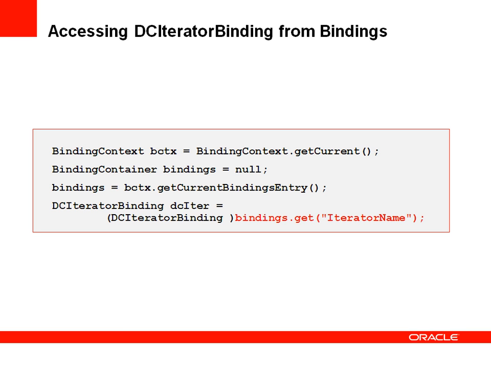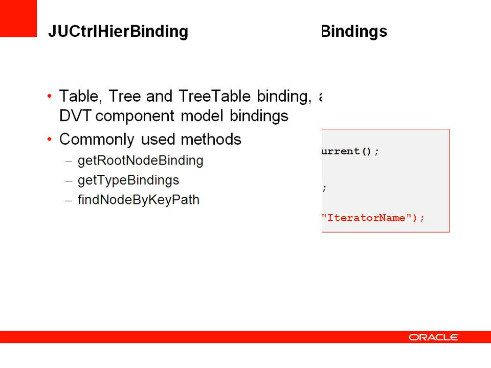To access the iterator binding in Java, you start with a binding container. Once you have the binding container, you can call the iterator binding by bindings.getIterator name, or if the bindings reference is not through the interface but through the implementation, which is DC binding container, which by default I think is returned by get current binding entry, then you can call find iterator binding, in which case you get a typed result, so you don't have to cast it to a DC iterator binding. It will already be cast by the framework. So this gives you a handle to the iterator binding.